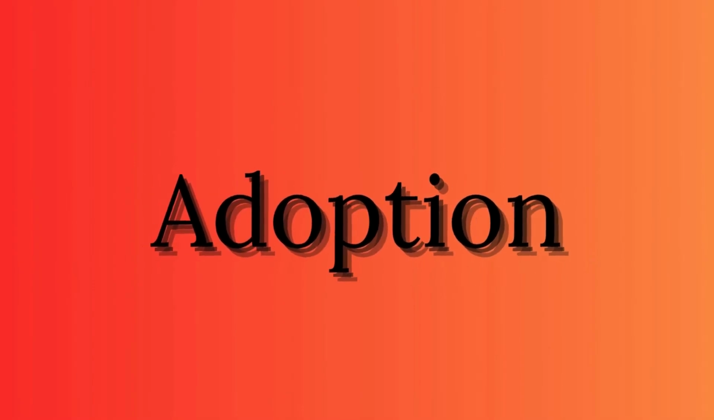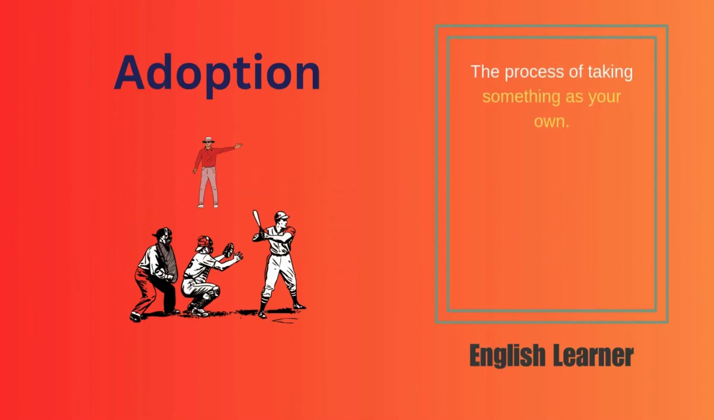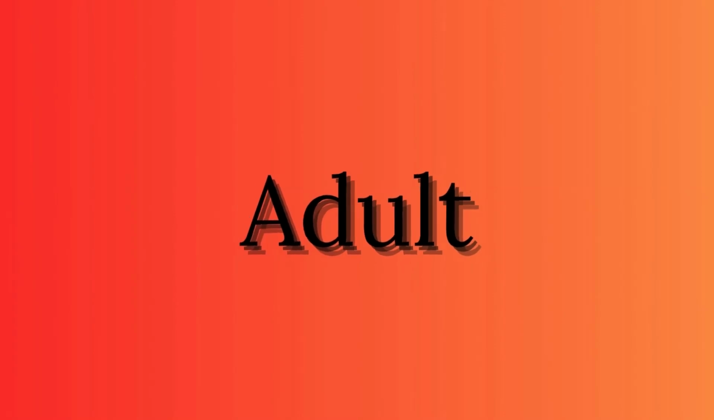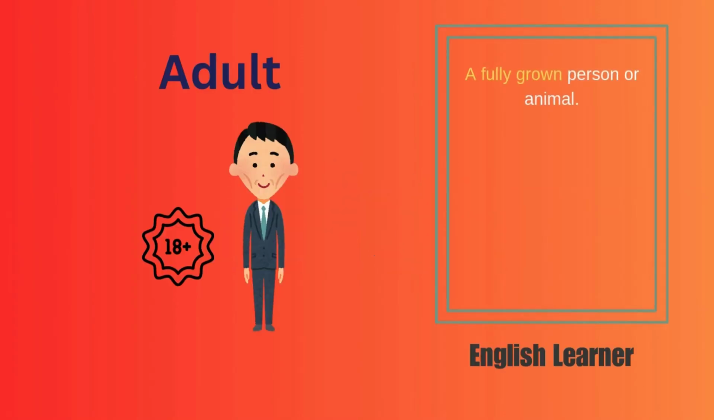Adoption. The process of taking something as your own. Example. The adoption of the new rules made the game more fun. Adult. A fully grown person or animal. Example. When you turn 18, you are considered an adult.